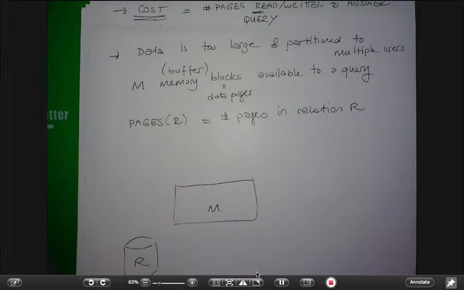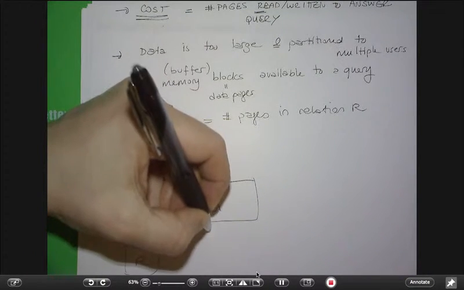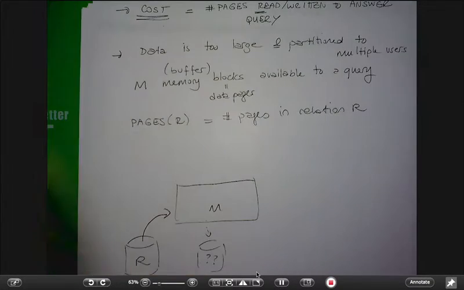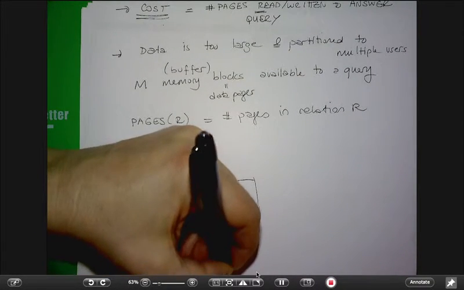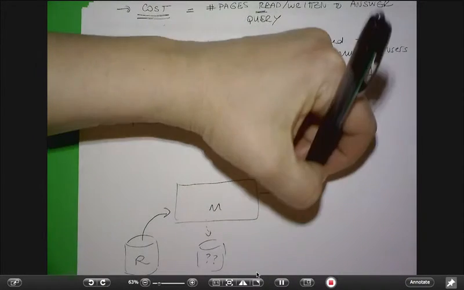Relation R is stored on disk. And then you read this into M. Sometimes you may need to write it to some temporary storage. And when you are done with your query, you know that certain tuples have to be in the output. You output it into the buffer, so you send it to the output.